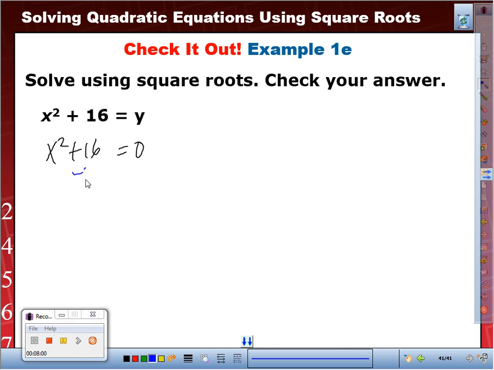Alright. From there, we subtract 16, we're left with x squared equals negative 16. From there, we take the square root. But one problem here is that we have a negative square root. Therefore, no solution. Dang. Now, check this out. Let's elaborate as to why this is no solution.